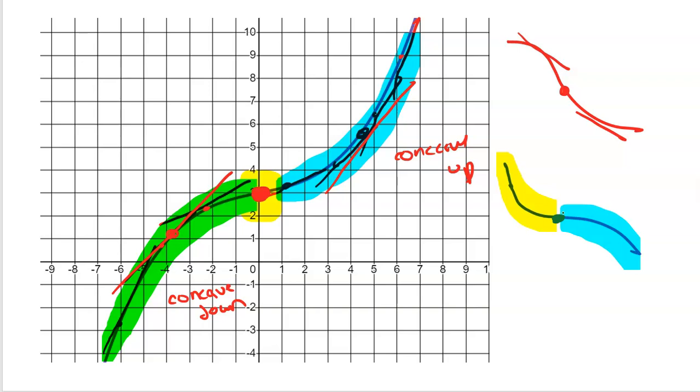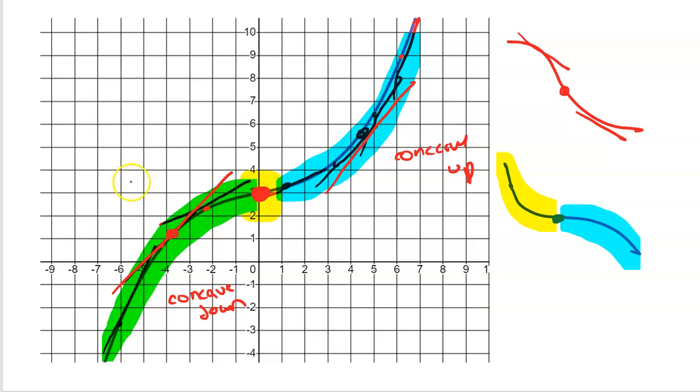It's not something that happens at a single point. You cannot be concave down or concave up at a single point. It has to happen over an interval. So if I'm looking at this graph, in that green interval I would be concave down. In that turquoise interval, I would be concave up. If you make a switch, you're at an inflection point.